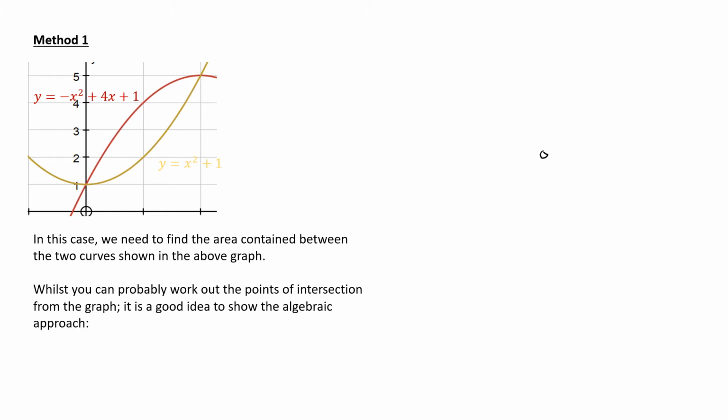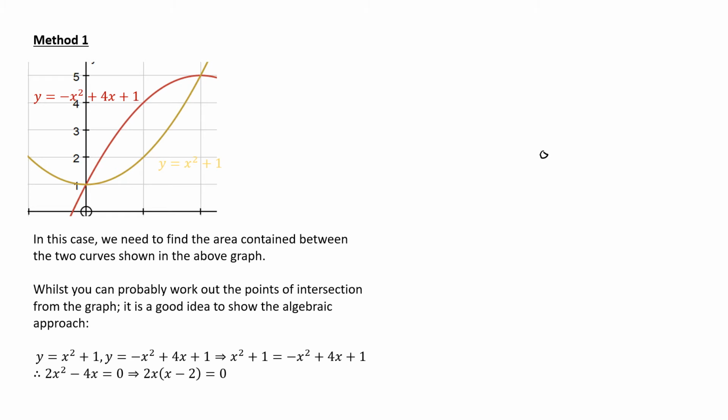Reasonably obvious, but it's good technique, especially under exam conditions, to show the algebraic approach. So therefore I've got y equals x squared plus 1, y equals minus x squared plus 4x plus 1, and by the associative law of mathematics, seeing as they're both equal to y, I can say that x squared plus 1 is equal to minus x squared plus 4x plus 1. And fairly obvious that's an equation all in x, which makes life easy. Clearly one way of solving simultaneous equations here, isn't it?